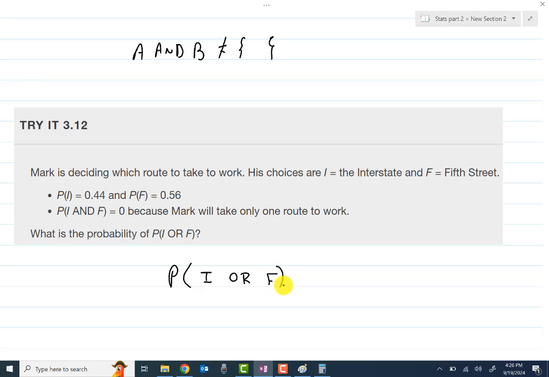And you really don't need to think very hard, although it took me a couple seconds to think about this. What is the probability of I or F? They have no overlap, right? Isn't it true that no matter what, he is going to take either I or F to get to work? That means the probability of choosing one or the other of those is 100%. Or just one.